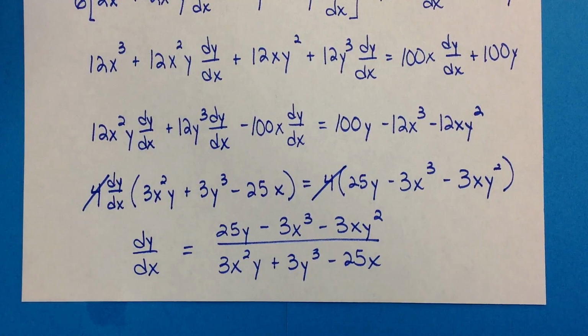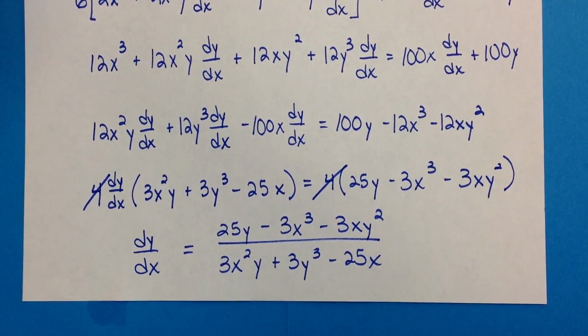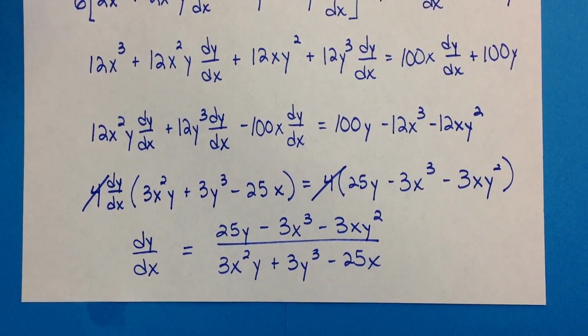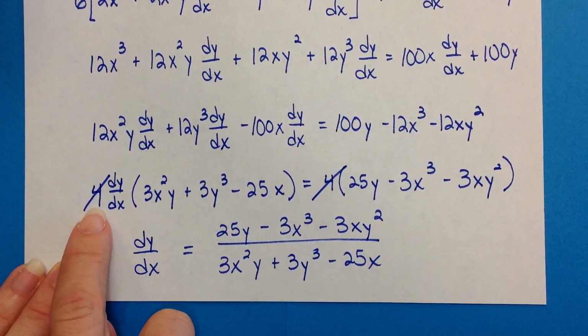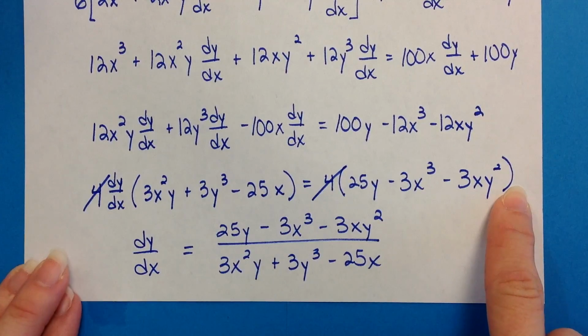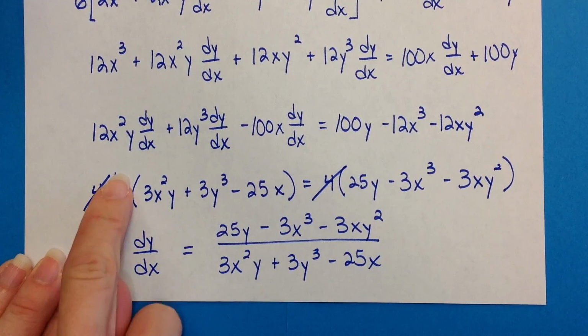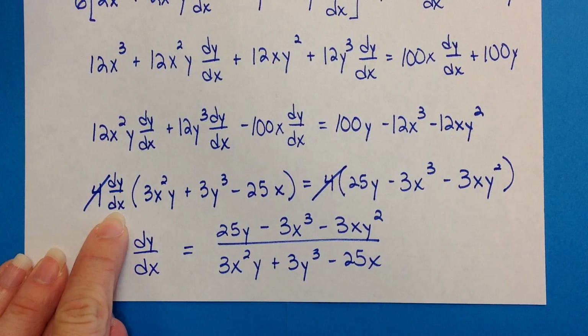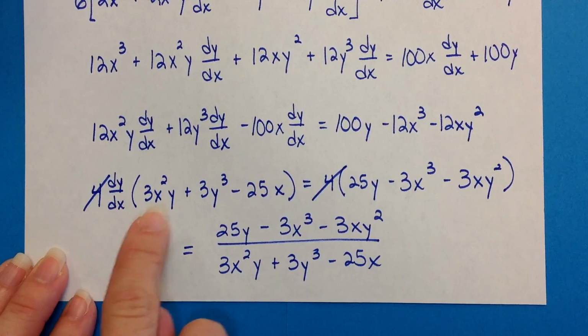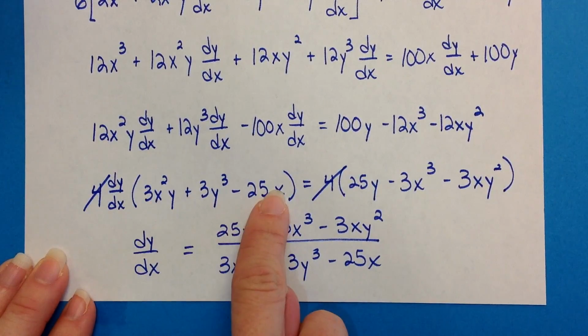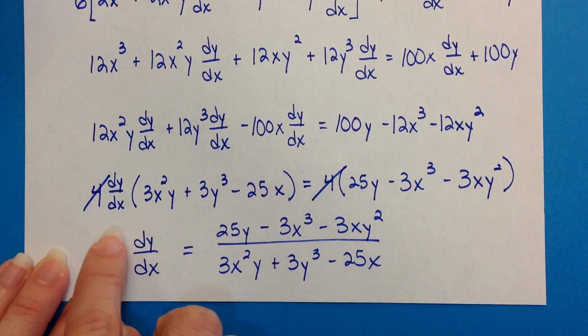Okay, that last video cut off right at the very end on me. I only had one step left. Of course, this is where I had gotten to previously, and in order to get dy/dx by itself, I needed to divide by the 4 and divide by what I have in parentheses here.